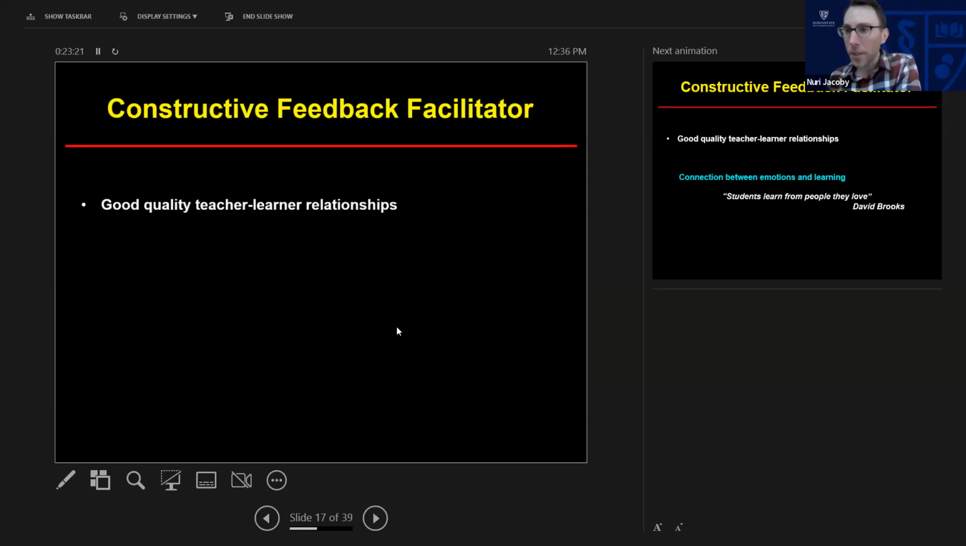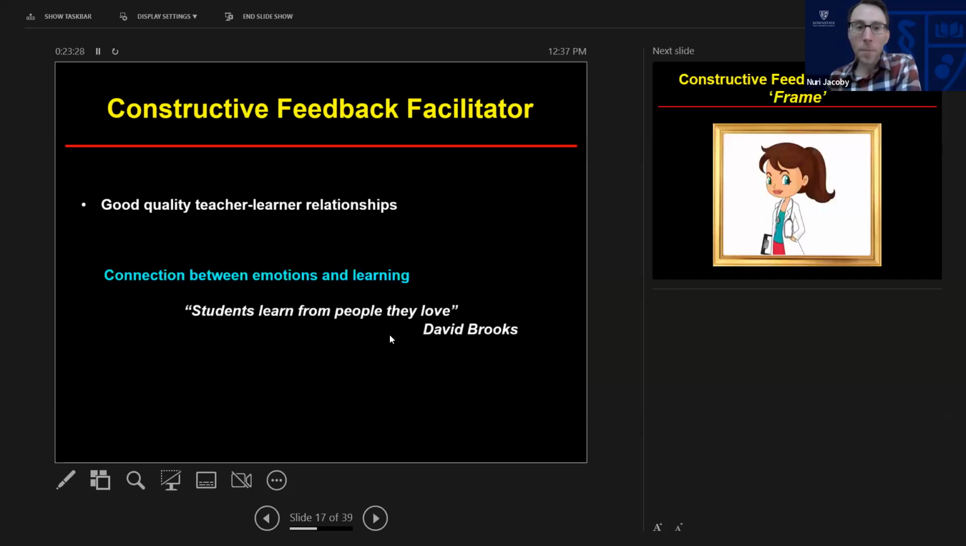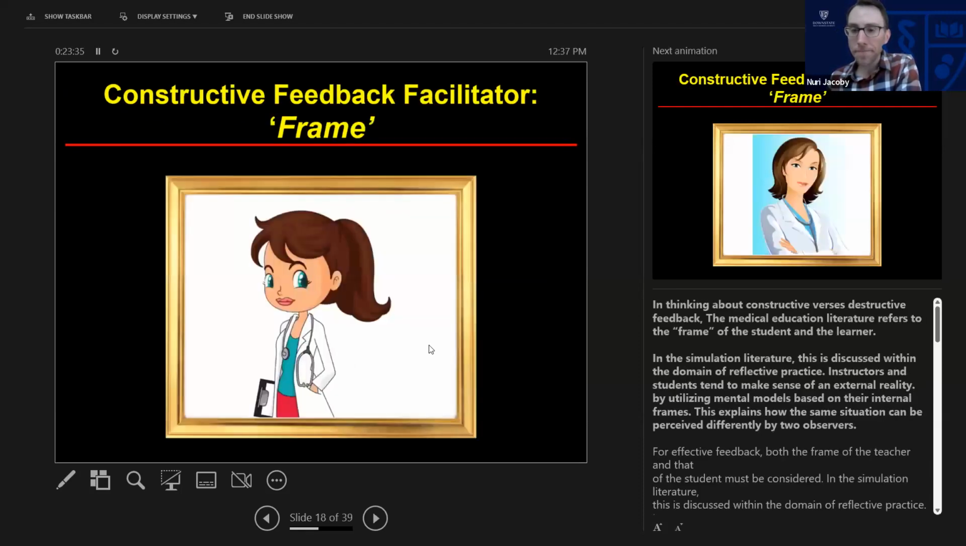I think really paramount to giving good feedback is that you have a good relationship with the learner. They need to be able to trust you. There needs to be some connection. David Brooks had a quote about this: students learn from people they love.